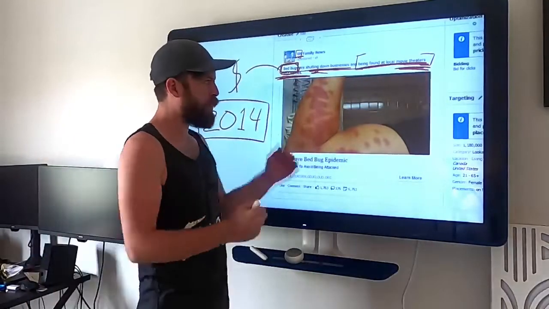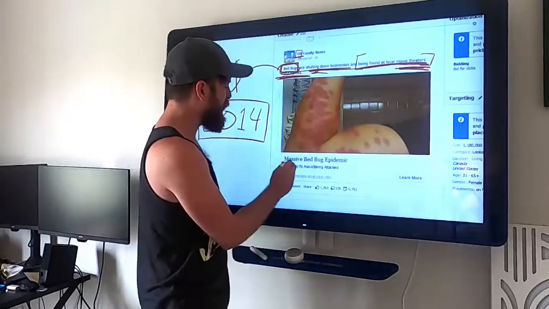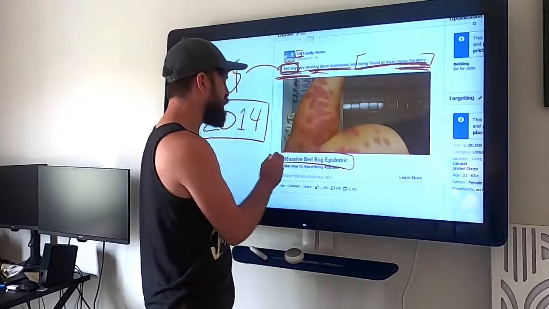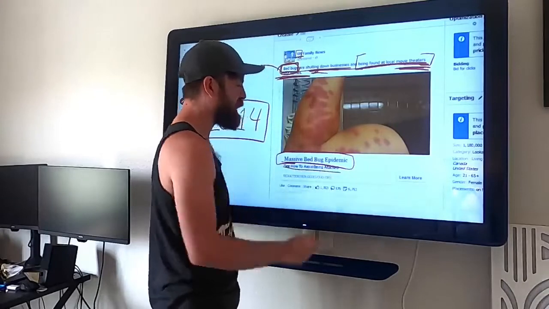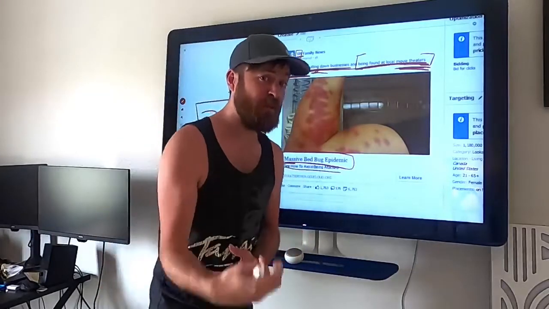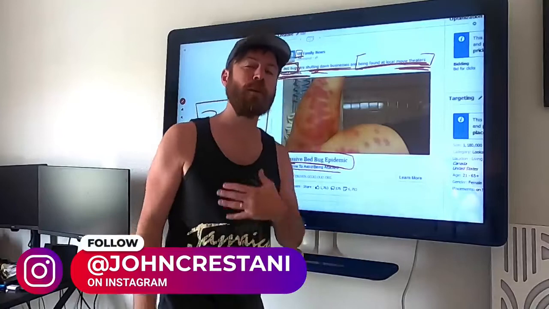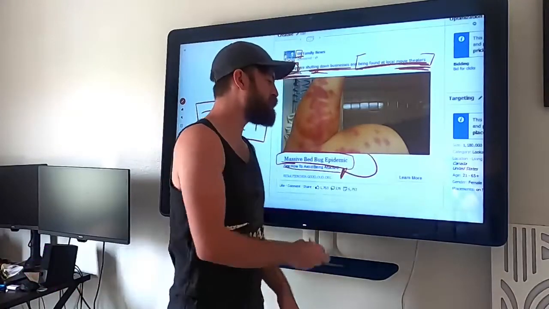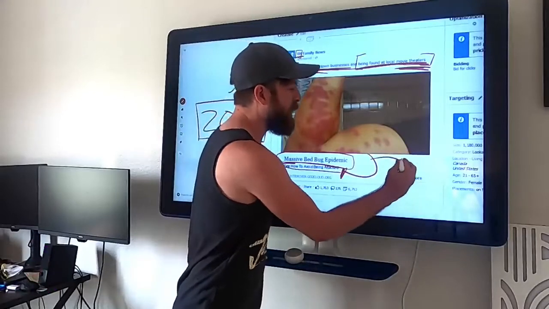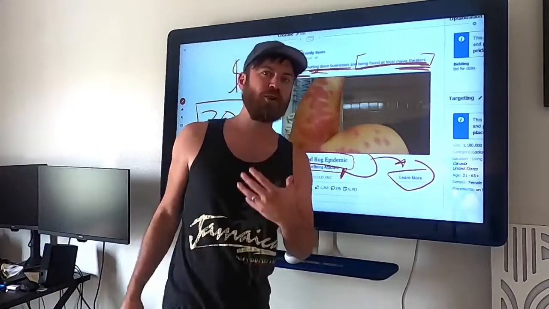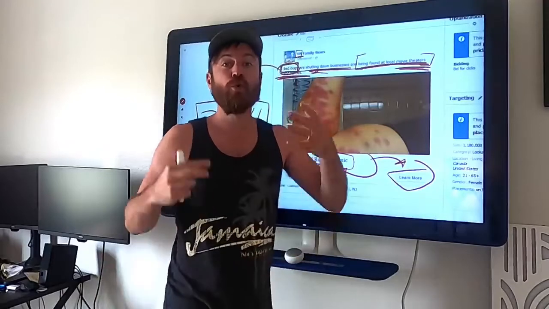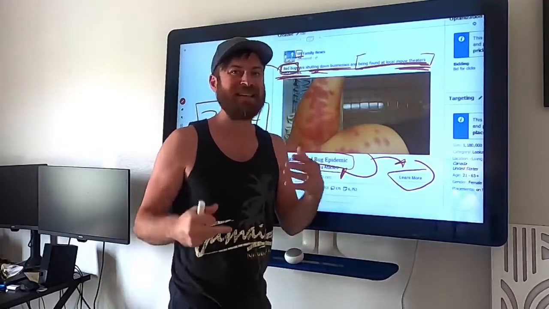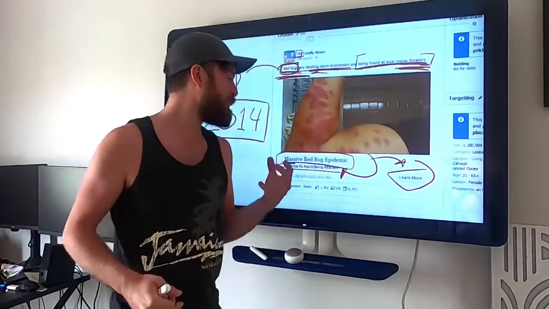And then we go down and we see massive bed bug epidemic. See how to avoid being attacked. So again, there's fear in there. Attacked. Nobody wants to be attacked. People are going to be interested and click on the link here because they want to avoid being attacked. Who doesn't want to avoid being attacked? That is a hardcore thing.